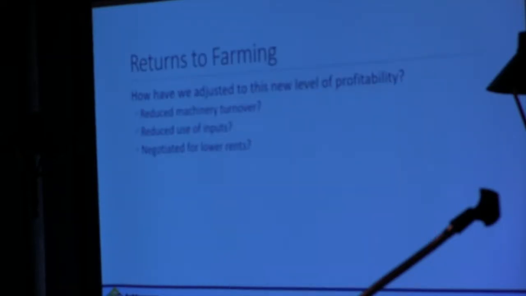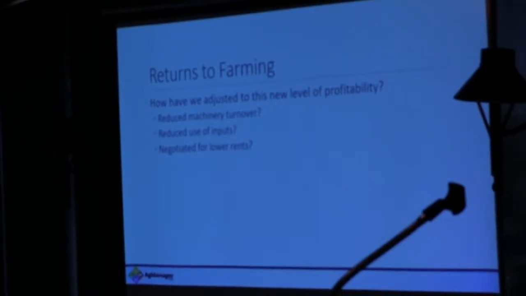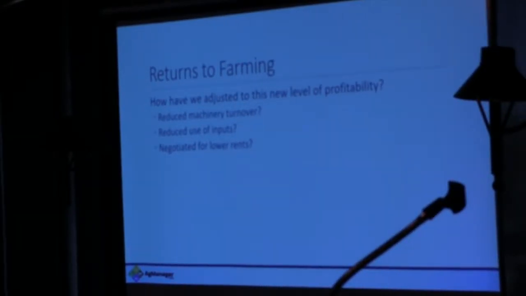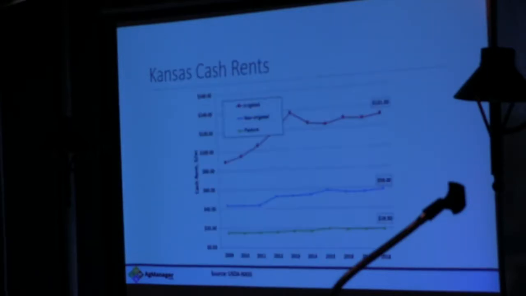So let's talk for just a minute about rental rates. When we reduce the profitability of farming, then we tend to reduce some machinery turnover. We like to have new equipment to farm with, but we can stretch that out for another year or two if we need to. We will change some of the use of our inputs, and we'll negotiate for lower rents on that farmland. 40% of the land that we farm is rented from someone else. Okay? So keep thinking that a large chunk of our ground, we don't own all the ground that we farm. And so we depend very heavily on rented ground.